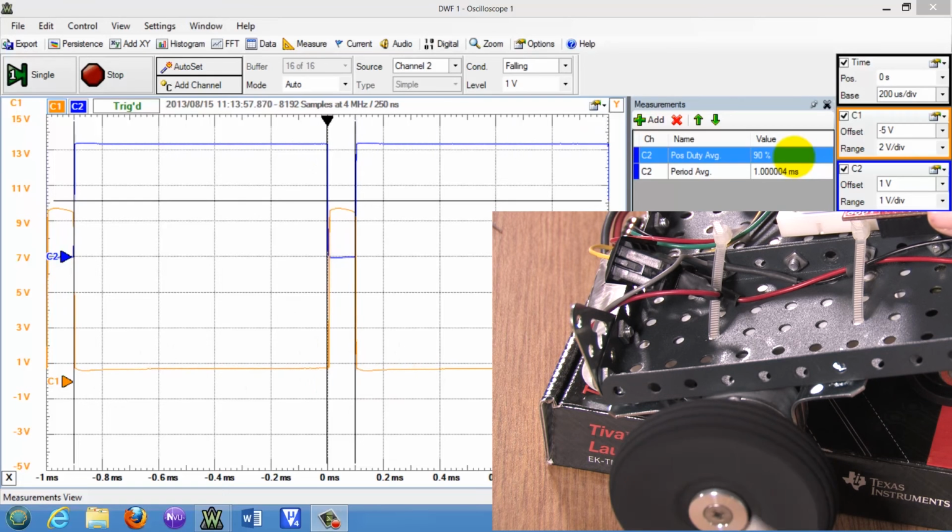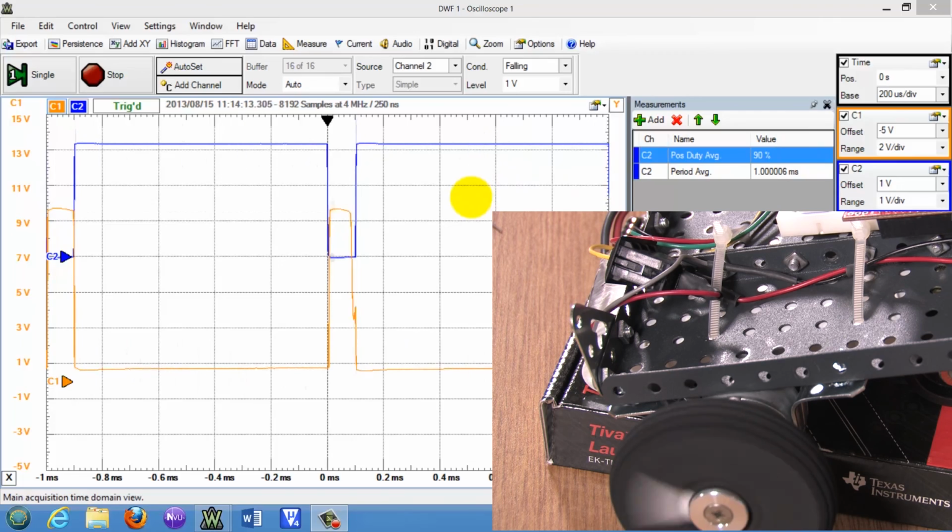So in summary, the microcontroller adjusts the power to the motor by adjusting the duty cycle. And we see for each of the patterns, the period was exactly a millisecond, but we adjusted the duty cycle. And this measurement was obtained with an oscilloscope.